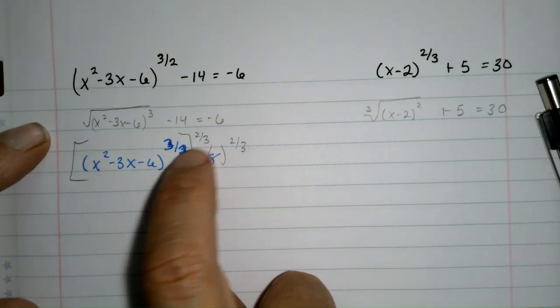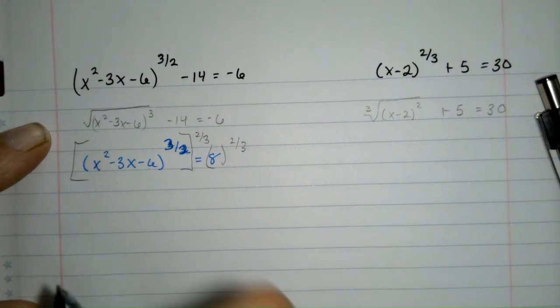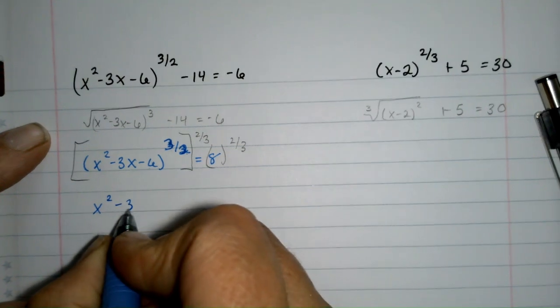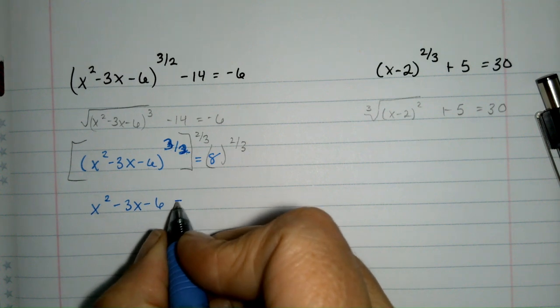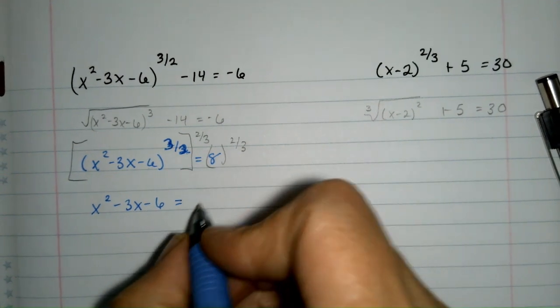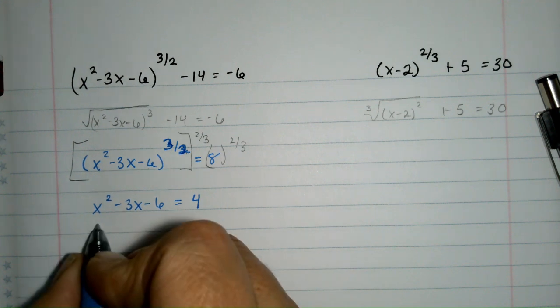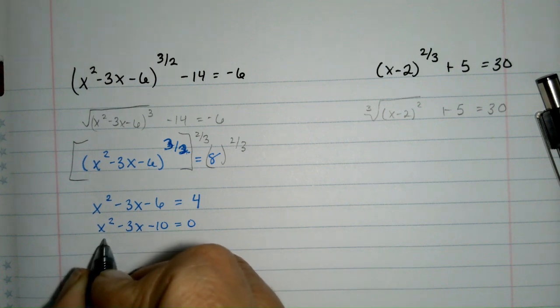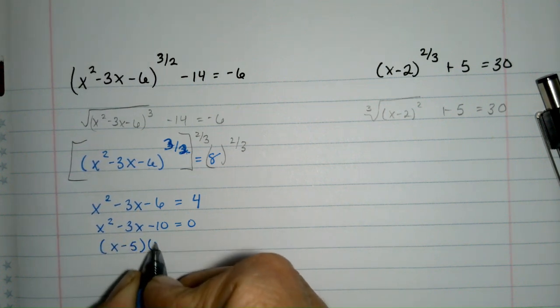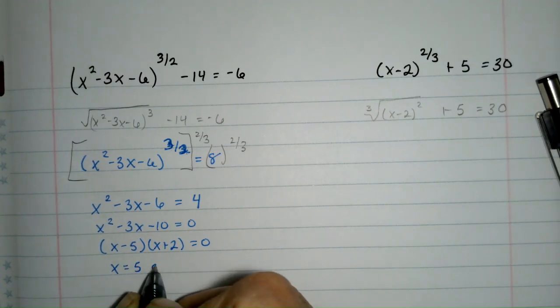So when you have double powers like this, you multiply. And 3/2 times 2/3 is 1. So that would leave me with x squared minus 3x minus 6 to the first power. And if you type 8 to the 2/3 into a calculator, you're going to get 4. So now I'm going to subtract 4, so because it's quadratic, x minus 5, x plus 2. So x equals 5 or negative 2.